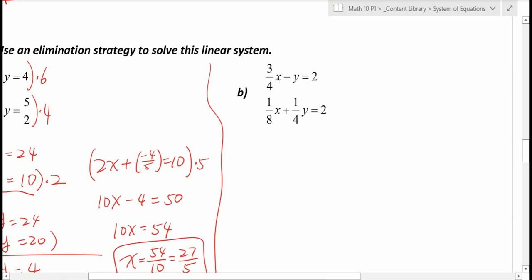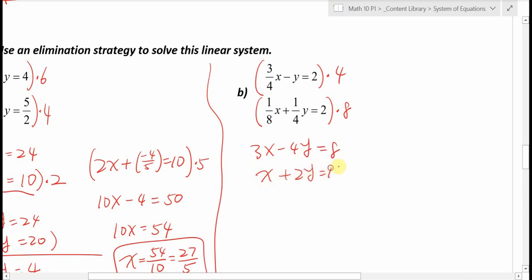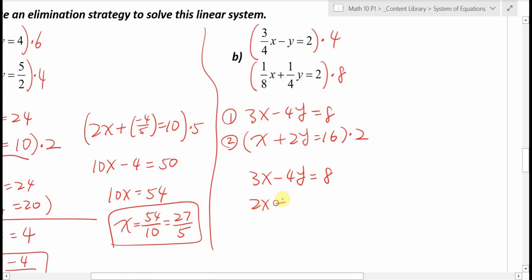Okay, so for part B, again, multiply everything by 4 here, multiply everything by 8 here. Then you end up with 3x minus 4y equals 8. For the second one, you end up with x plus 2y equals 16. I'm going to multiply this one by 2. I'm going to first copy down the first equation. So 1 and 2. And then multiplying the second one by 2, you get 2x plus 4y equals 32. In this case, we should add them because negative 4 plus 4 is 0. 3 plus 2 is 5x.